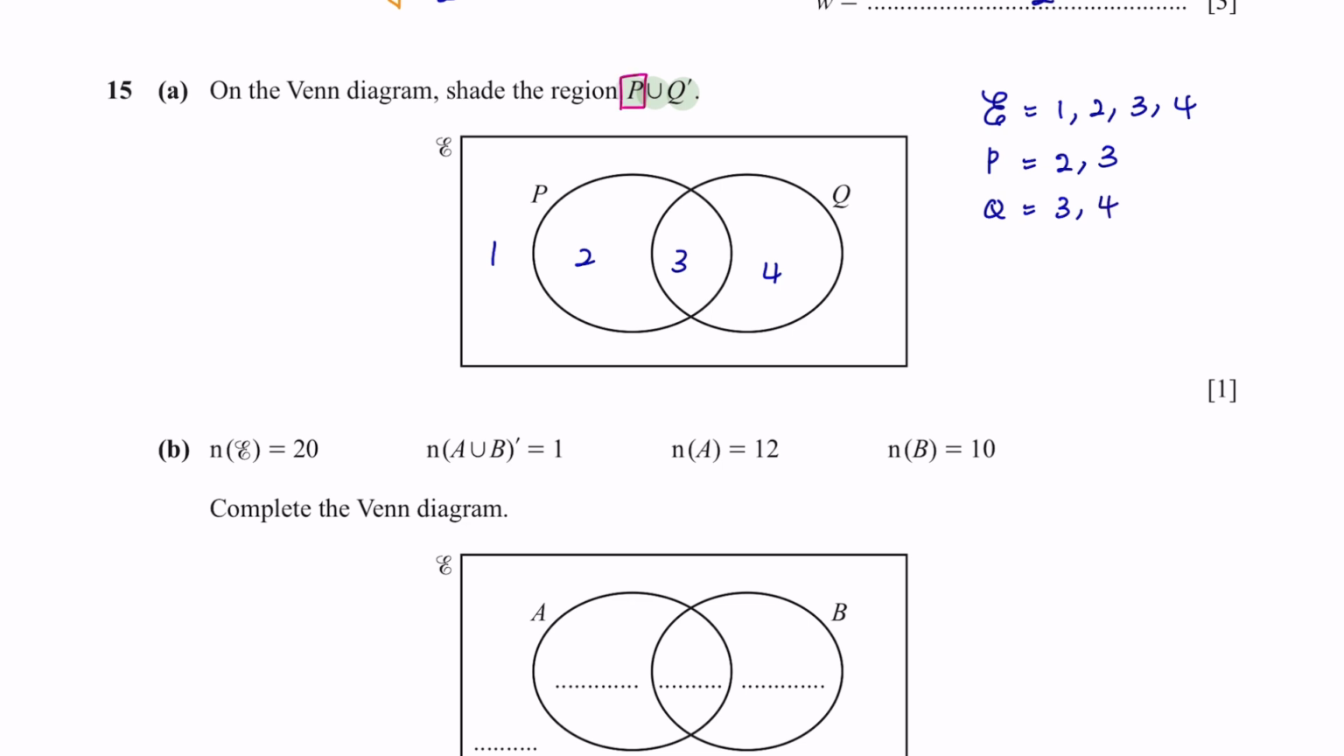Okay, so P would be these values and union with not Q. So not Q meaning not 3 and not 4. So P is 2, union with 1 and 2. So we're going to shade 1 and 2 only, like this.